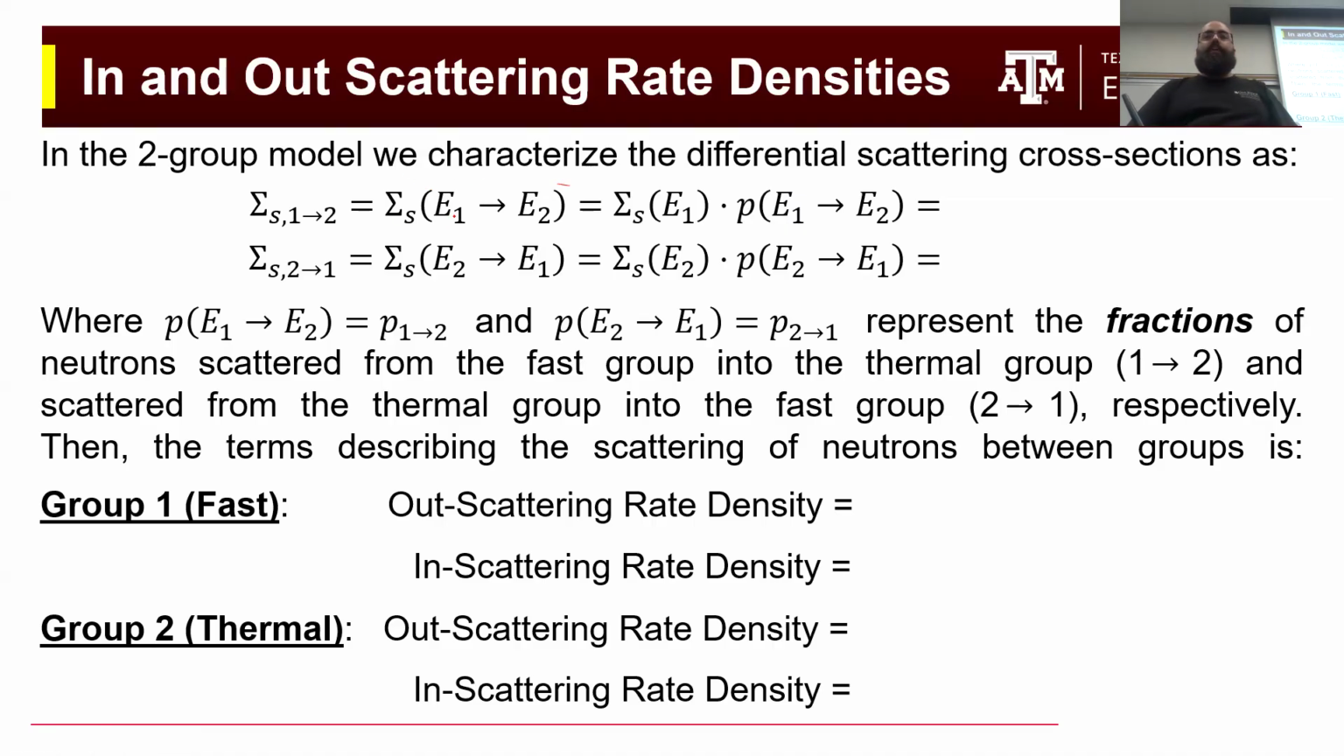If you see the sigma s from E1 to E2, we might get tired of writing all these arguments and just use some shorthand instead of writing out all the arguments. So that's all that this sigma s from 1 to 2 represents, just different ways of writing that differential scattering cross section. The other way that we could write this, at least for this first case, is sigma s 1 times the probability to go from group 1 to group 2 in some scattering event.